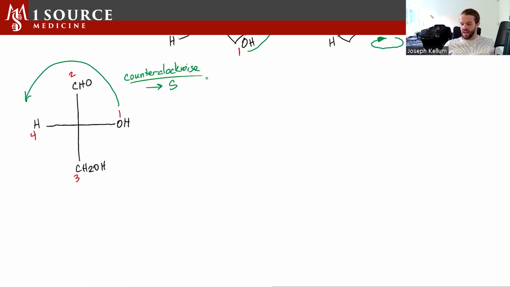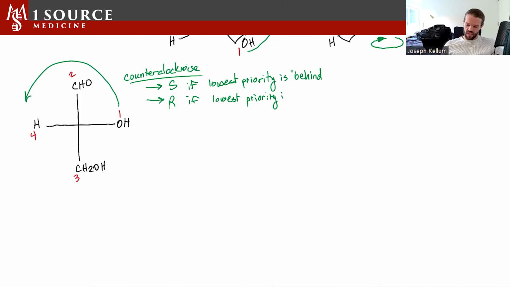So counterclockwise means S if the lowest priority group is behind the plane of the page or projects down into the page. However, if the low priority group is not projecting down into the page, then counterclockwise means R, if lowest priority is out of page. In this case, whenever we're looking at the Fischer projection, we see that the low priority is on a horizontal arm, right? Which means that it's sticking up out of the page, which means that a counterclockwise rotation from priority 1 to priority 2 to priority 3 indicates the molecule is R.